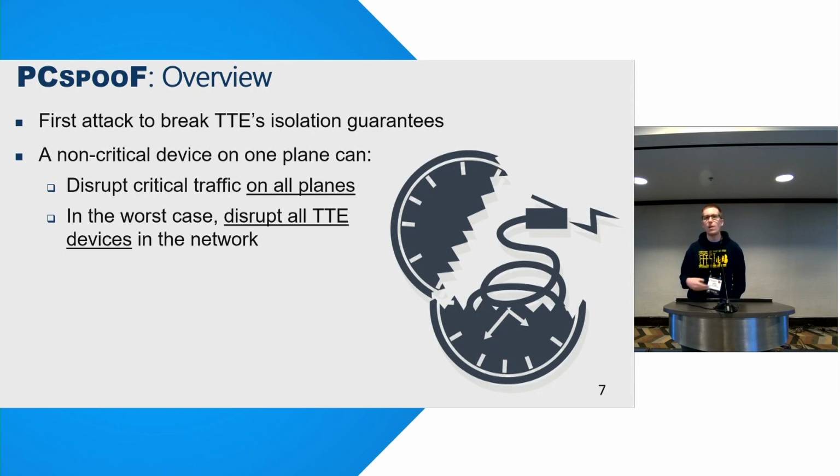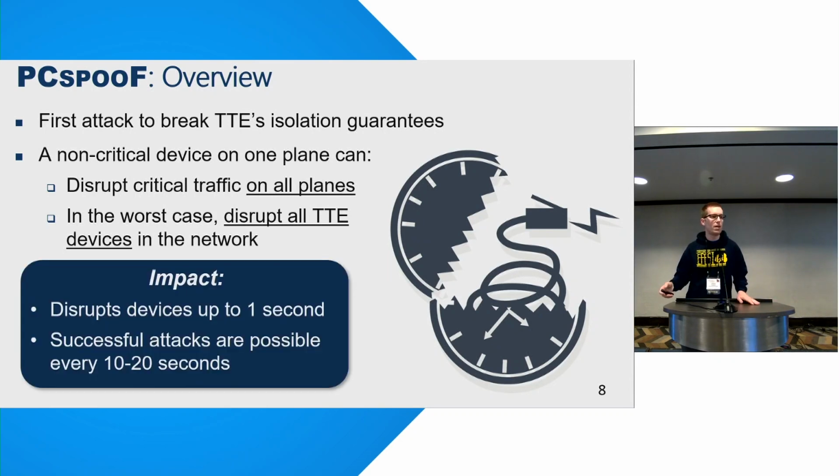So here, when I talk about disruption, I'm talking about things like causing message drops, messages to be sent at incorrect, erroneous times, messages to arrive later than the deadline, later than when they were needed, stuff like that. Now, luckily, this disruption is temporary, but it can still be quite significant. We've shown that each successful attack can disrupt devices for up to around a second at a time.